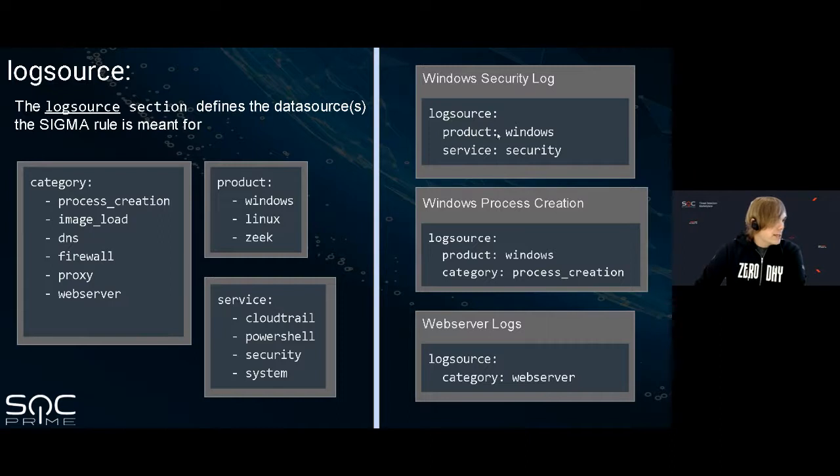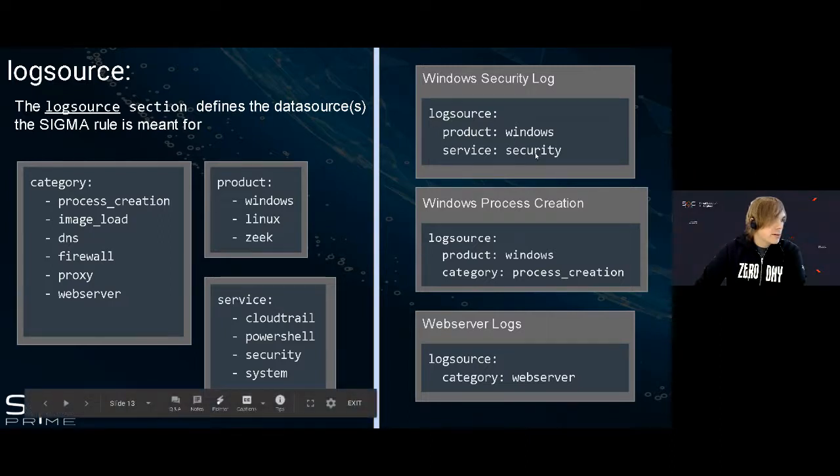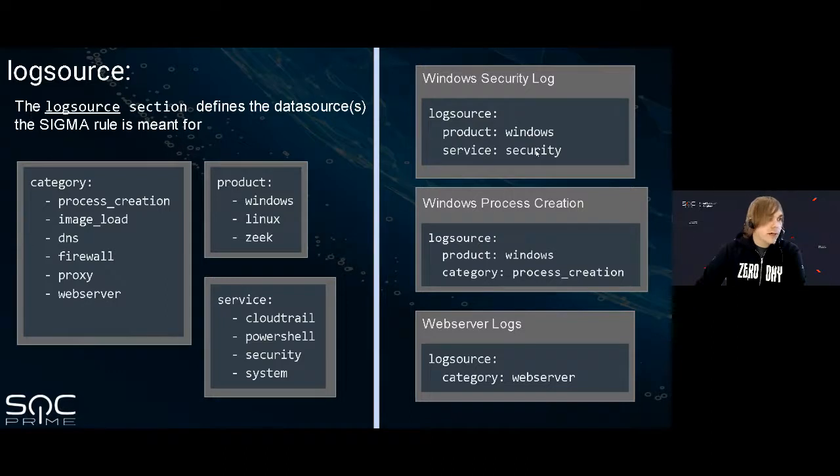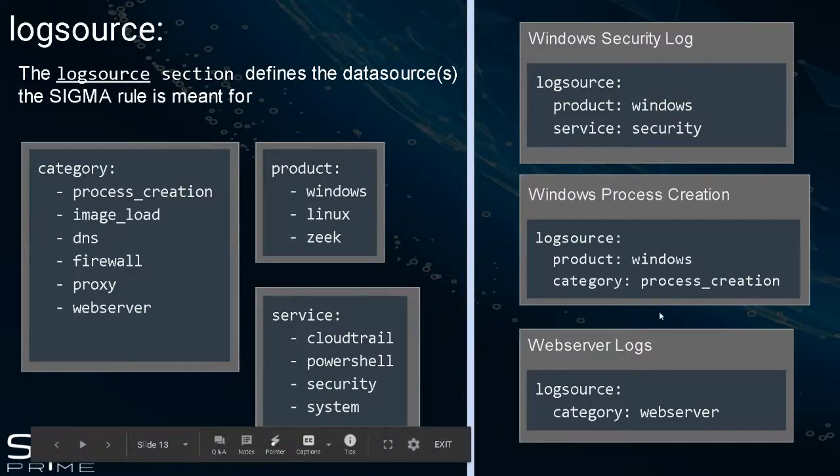Anyways, so here's some examples that you might find in rules where it says log source Windows security. This would be the Windows security audit log. So if you're creating a rule that matches on 4625 failed logon attempts, you would use this as a log source. You can also use this to look for rules too, right? We'll get into filtering later, but the log sources can be used to filter rules. So we also have process creation. That's in here because it's very, very common and popular. And then you have web server logs.